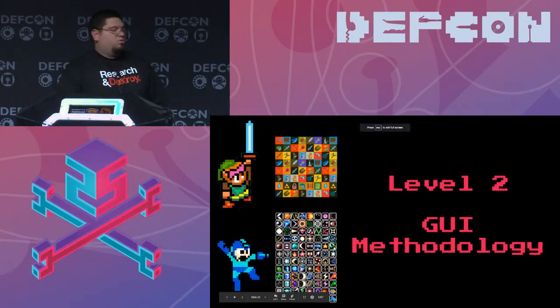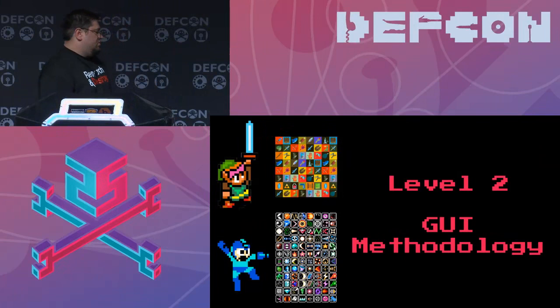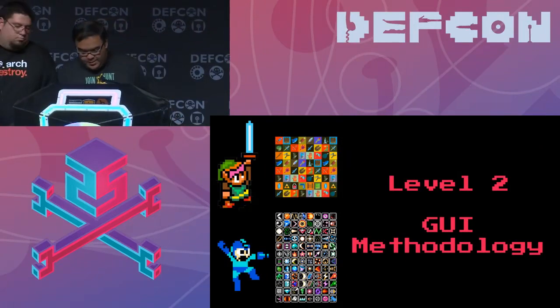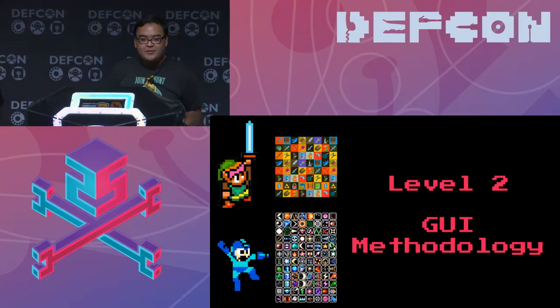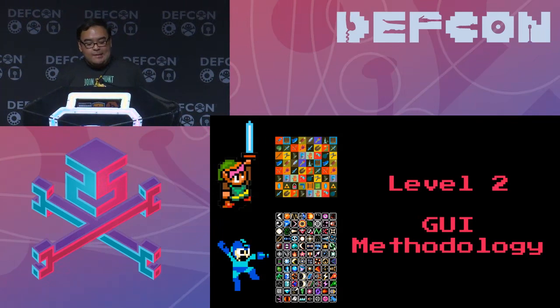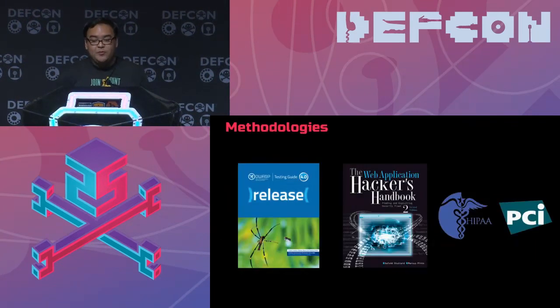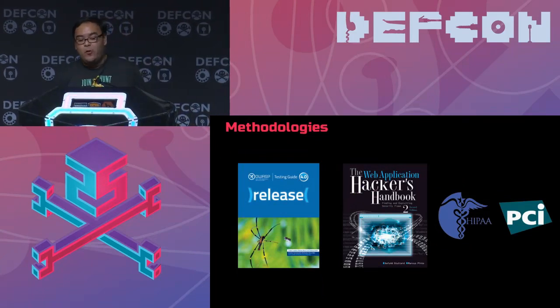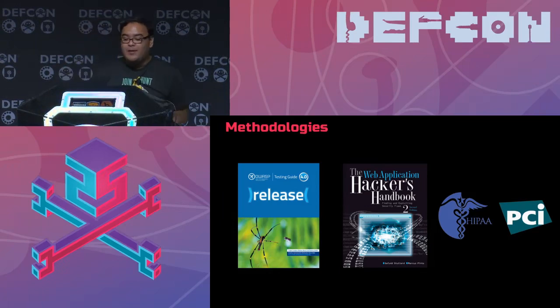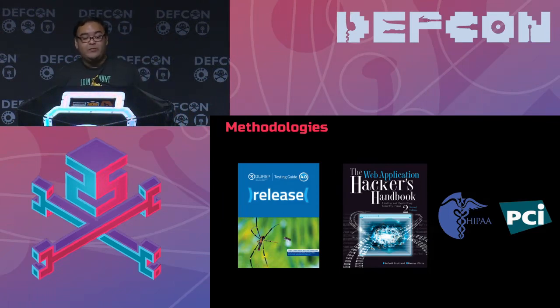All right, so the next tool is the GUI and the methodology part of it. So we're talking about the GUI methodology. I'm sure a lot of you guys are pen testers, vulnerability assessors, and when you're doing your testing, you're going to be going by a methodology. Unless you're some kind of YOLO swag god hacker, you're going to be going by a methodology. And you'll be using things like the OWASP Testing Guide, the Web Application Hacker's Handbook, or you might even go by standards like HIPAA or PCI. So that's what I'm talking about when I'm talking about methodologies.